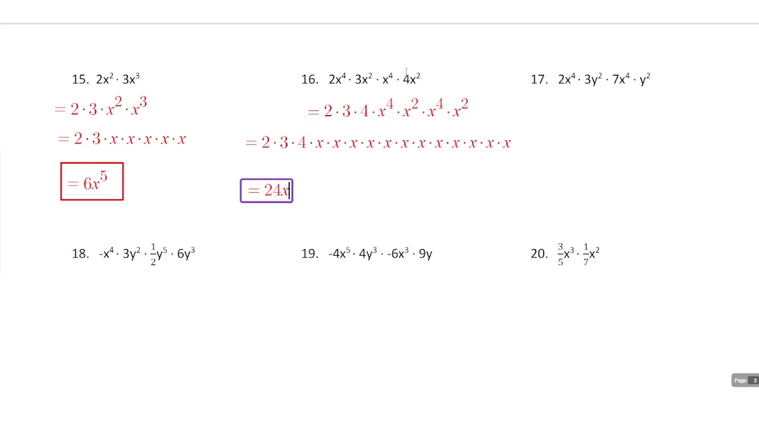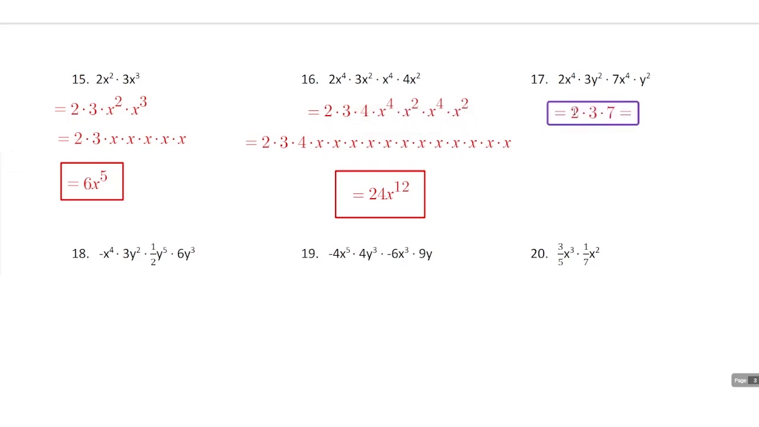12 x's. Number 17, we've got 4 different terms here, but it looks like we're throwing in some y's here. So here we've got 2 times 3 times 7 as our coefficients, times x to the 4th times y squared. Let's skip that for now. Let's go to the next x one. Another x to the 4th. Then we got 2 of these y squareds to multiply.